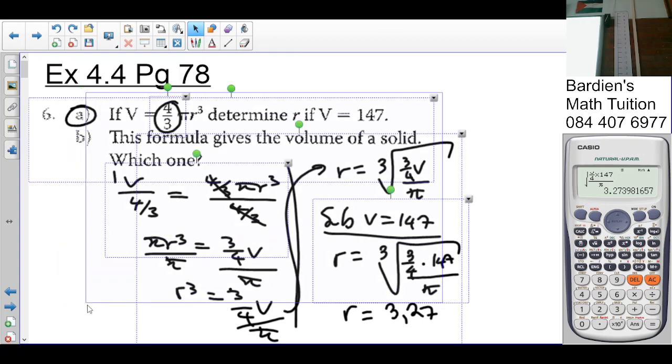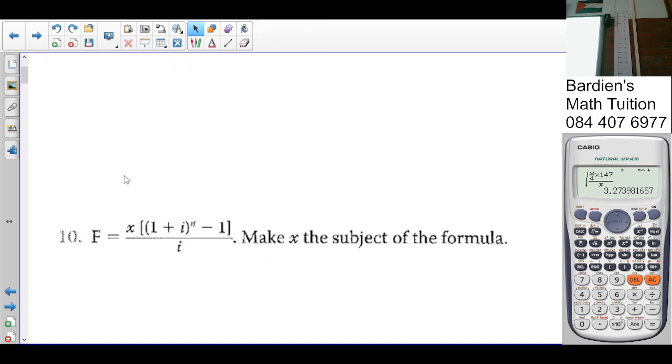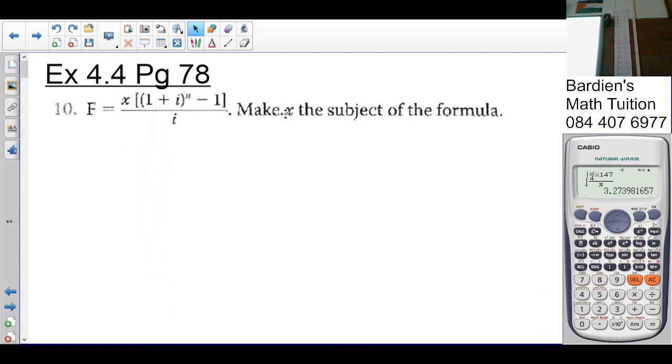So r cubed is equal to 3 over 4v over pi. And at this point I then take the cube root of both sides. So then r is equal to the cube root of 3 over 4 times v over pi. So that they are made r the subject of the formula. What do we do from here? We just substitute now, v is equal to 147. So it's going to be r is equal to the cube root of 3 over 4 times 147 over pi.